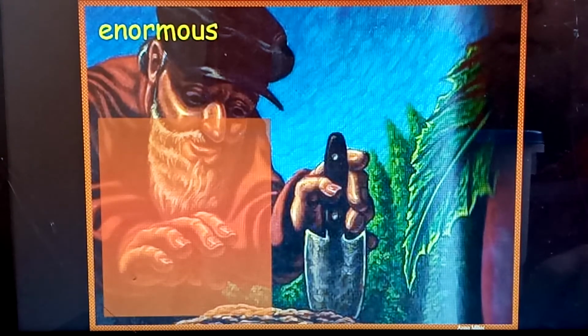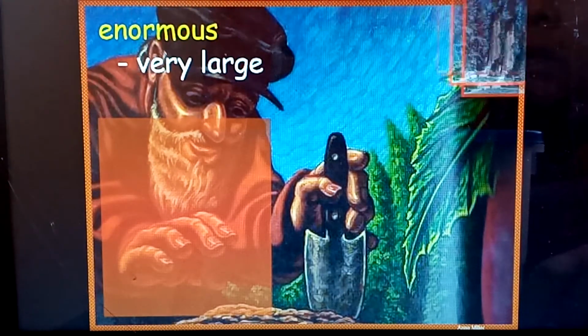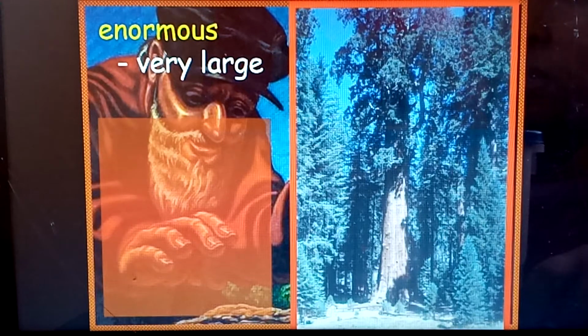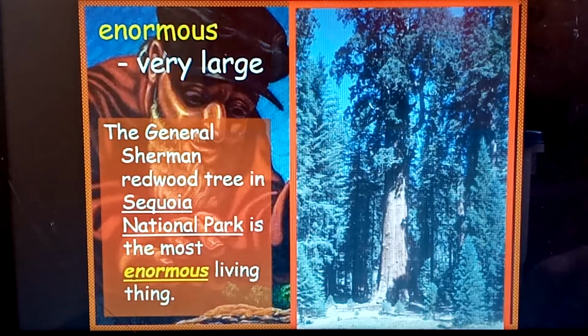First word, enormous. Enormous means very large. You see that big tree in the picture? Do you see the tree in this picture there? Yes. Okay, now let's read. The General Sherman Redwood Tree in Sequoia National Park is the most enormous living tree.